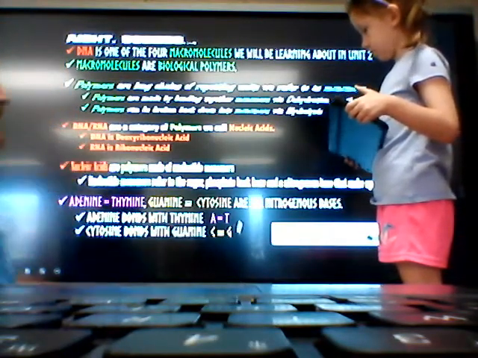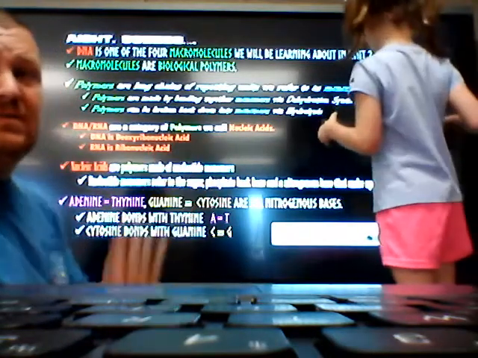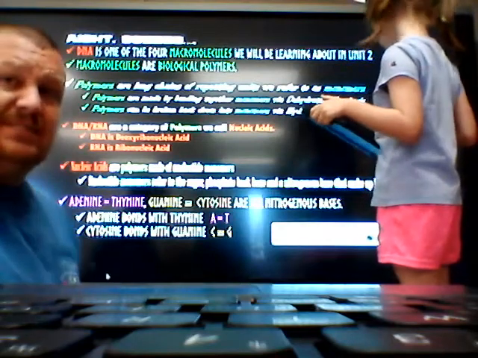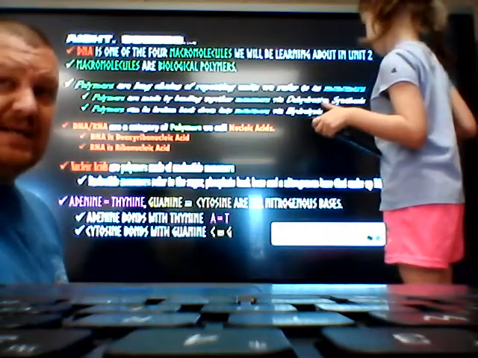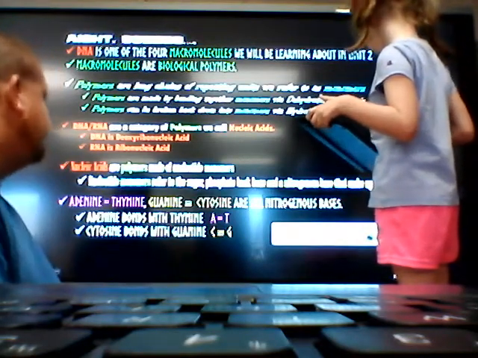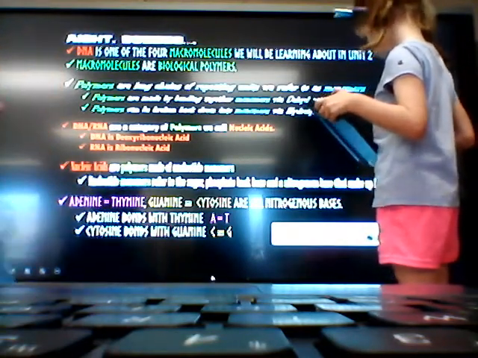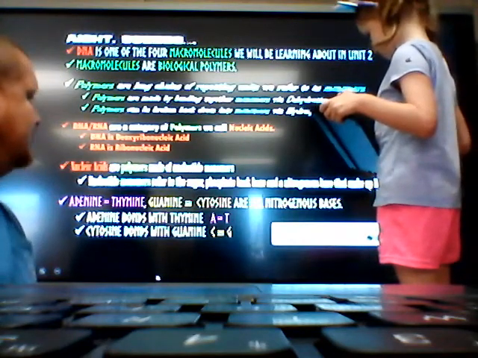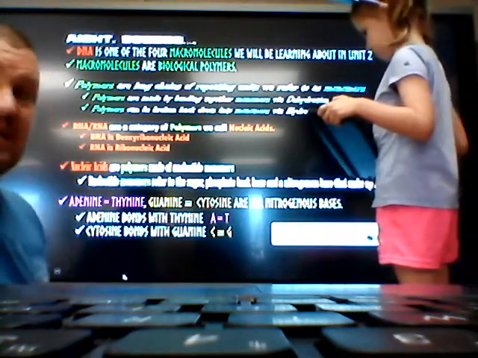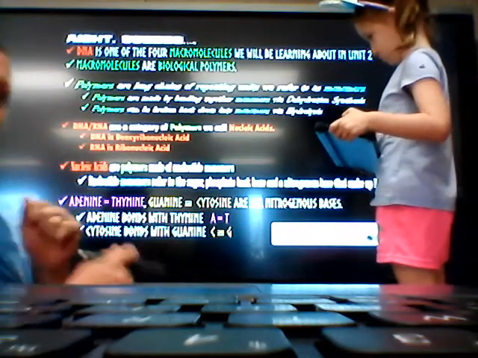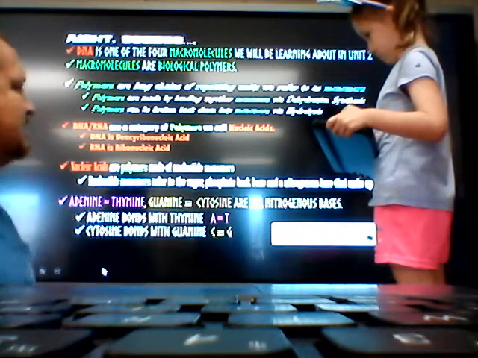DNA and RNA are one of the 4 categories of polymers we call nucleic acids. You have DNA, which is deoxyribonucleic acid, and you have RNA, which is ribonucleic acid. Nucleic acids are polymers. They're made of the monomers we call nucleotides. Nucleotides have a sugar, phosphate, and a base. Adenine and thymine are attracted together. Cytosine and guanine are attracted together.